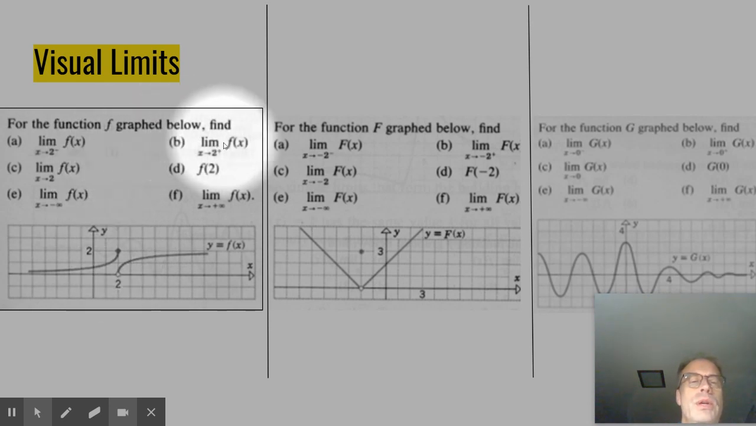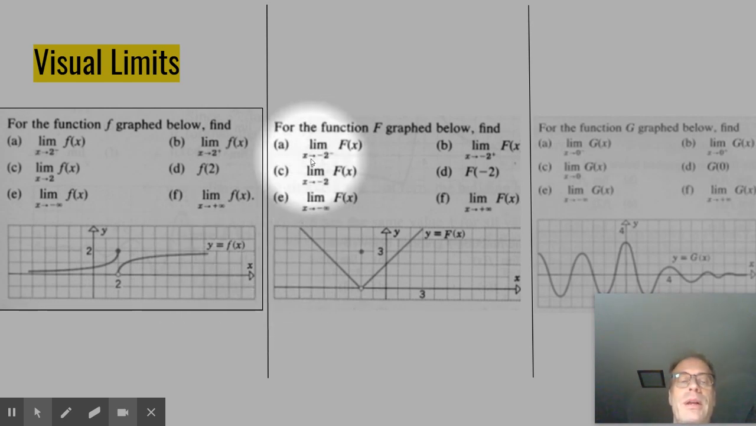So here it's 2, here it's 0, so therefore the limit there does not exist. However, I do have a closed dot here, which means that, yes, f of 2 does exist, and it's equal to 2. I'm going to look here, and I'm going to say that the limit of f of x as x approaches negative infinity. What's happening? It looks like it's flattening out to a y-coordinate of 0. And here, as I'm going to positive infinity, it looks like I'm going to approach 2.